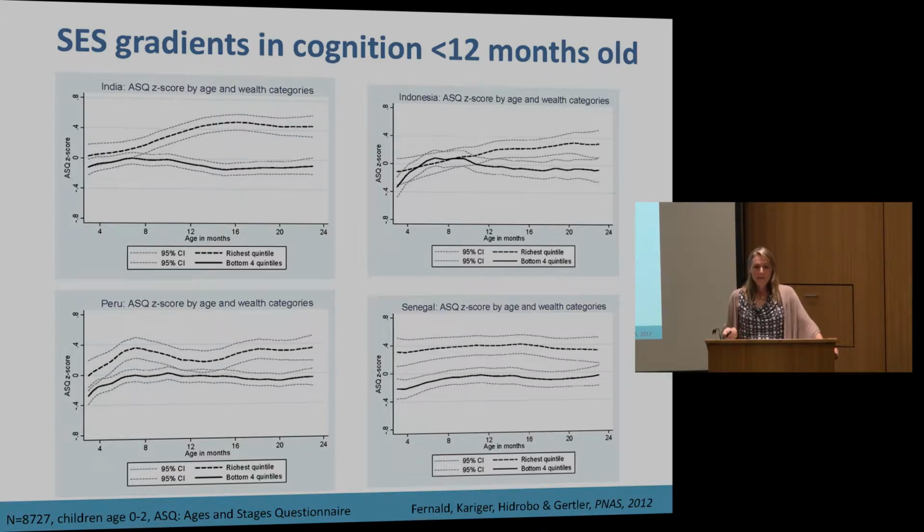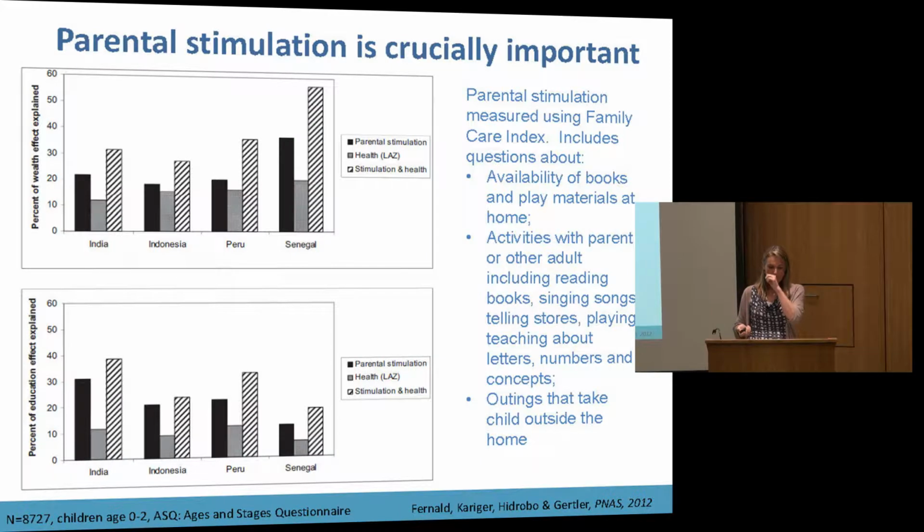Now, what we were able to do in this study was to look at parent stimulation measures. This was a scale called the Family Care Index that we had on all of these kids, which had to do with the availability of play materials in the home, activities with a parent or other adult, including reading books, singing songs, telling stories, and then outings that take a child outside the home. So our question was, how much of this wealth effect that we're seeing is due to some kind of parenting stimulation variable, and how much of it is due to something like health of the child?